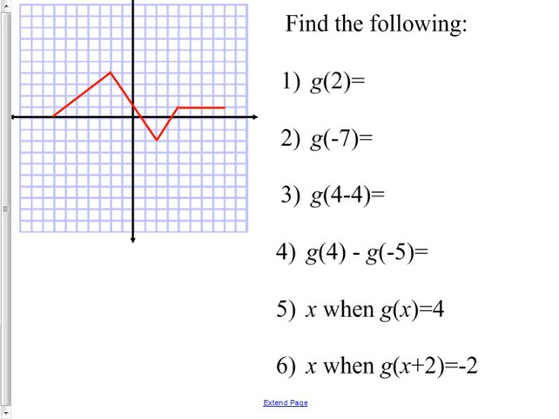G of negative 7, where they told me x. X is negative 7. That's right. Negative 1, 2, 3, 4, 5, 6, 7. It's that point right there. What point is that? Negative 7 comma 0. They already told me the negative 7, so they must be looking for the 0.